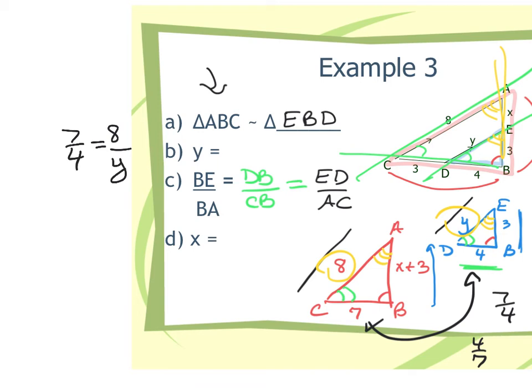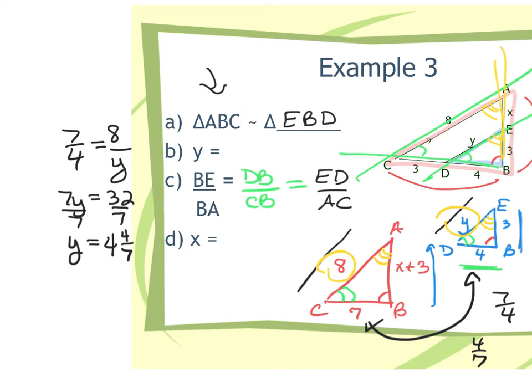And now I'm going to cross multiply. So 7 times Y, 4 times 8, divide by 7, and Y equals, 7 goes into 32 4 times, with 4 left over. So the length of Y is 4 4/7. I wouldn't make this a decimal because it probably goes forever, so that's why I'm making mixed numbers.